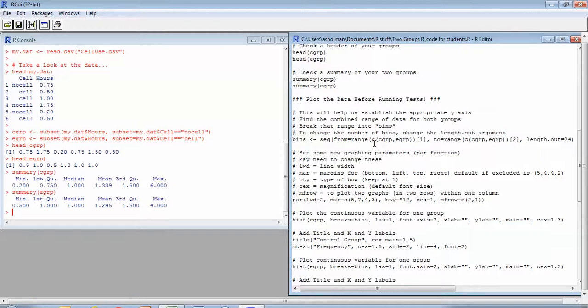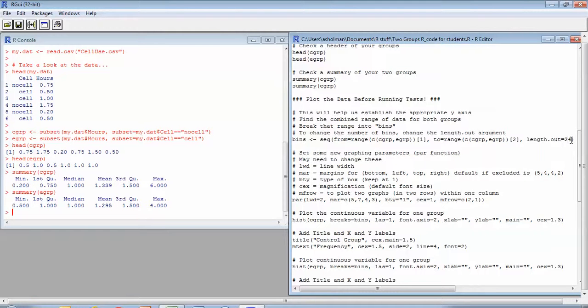So we're going from the combination of the control group and experimental group, so the lowest value of those two groups, to the highest value of those two groups. And I've set my length out to be 24. I want to break it into 24 bins.